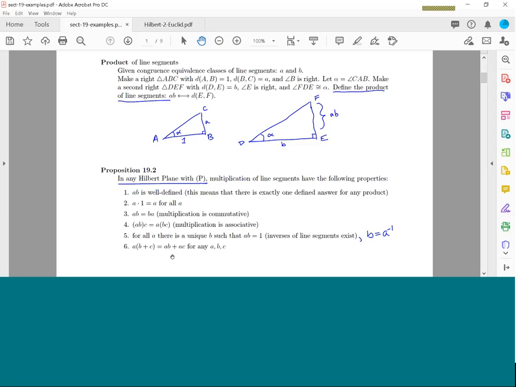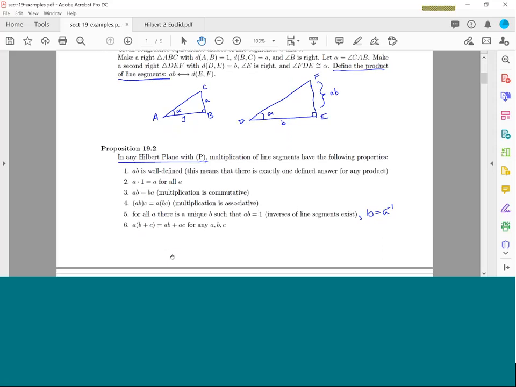Now, some of that stuff should look familiar, hopefully. The conclusion here that we get is the set of all your line segments, and when I say line segments, I really mean the congruence classes, which if you prefer, are going to be the lengths of the line segments, with respect to addition and multiplication like we just defined. So as defined above, it turns out to be a field.